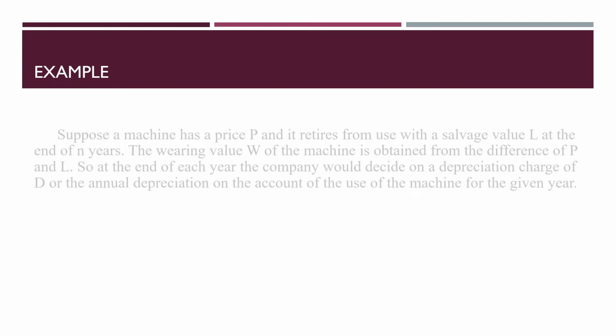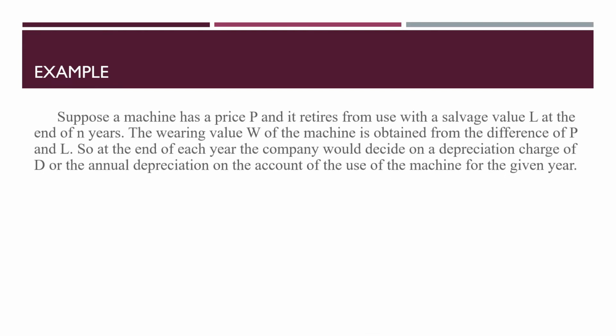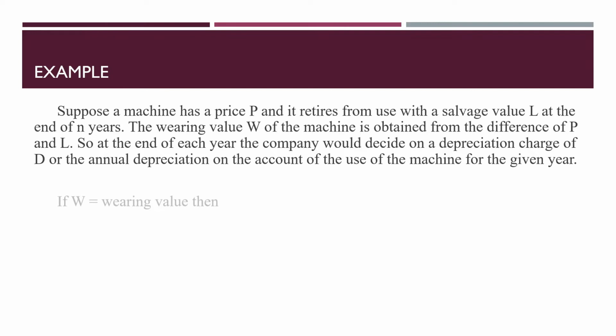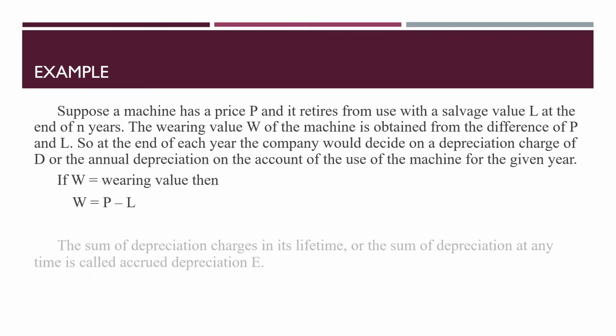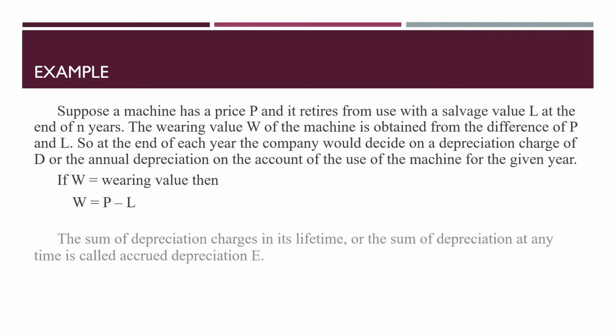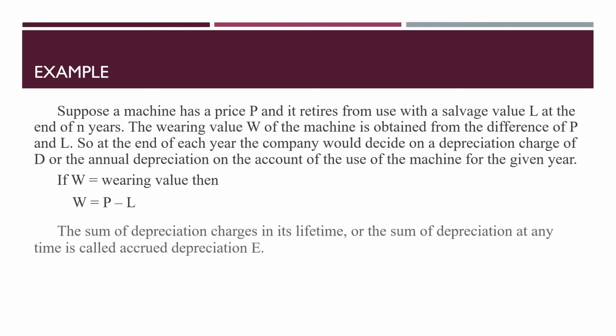Here is an example. Suppose a machine has a price P and it retires from use with a salvage value L at the end of n years. The wearing value W of the machine is obtained from the difference of P and L. So, at the end of each year, the company would decide on the depreciation charge of D, or the annual depreciation on account of the use of the machine for the given year. W, which is equal to the wearing value, is equal to P minus L.